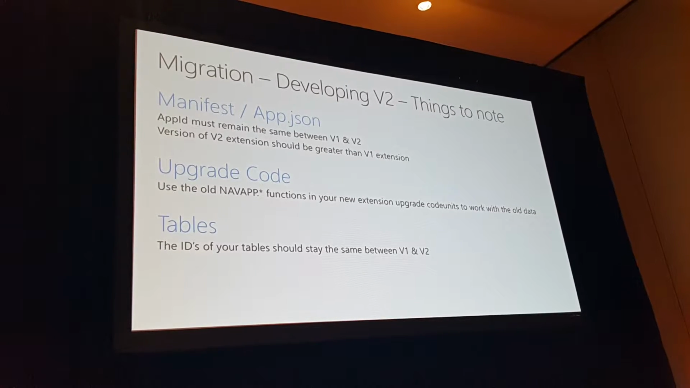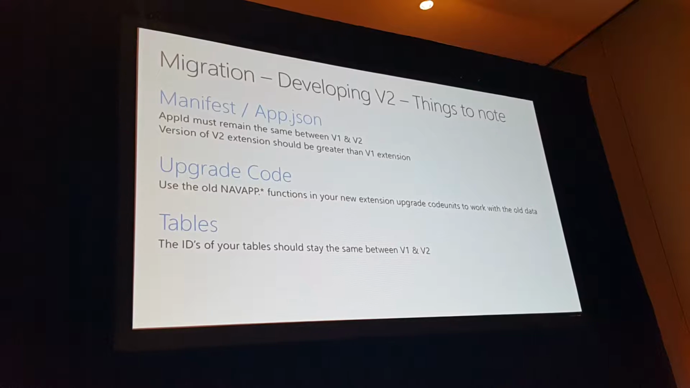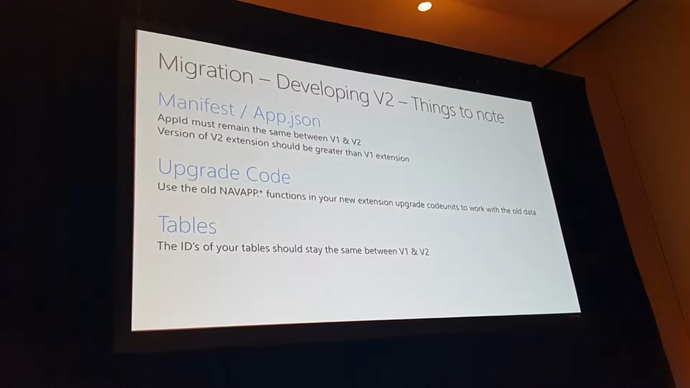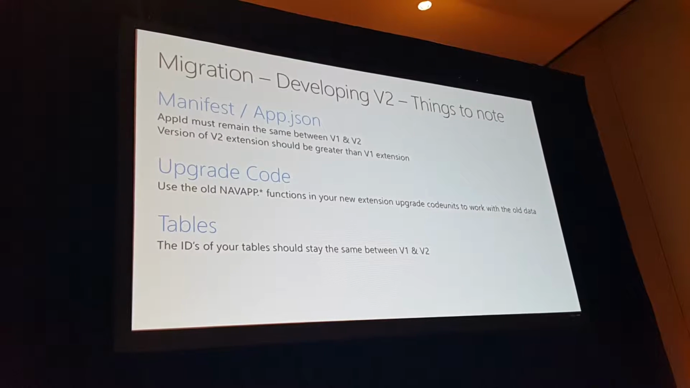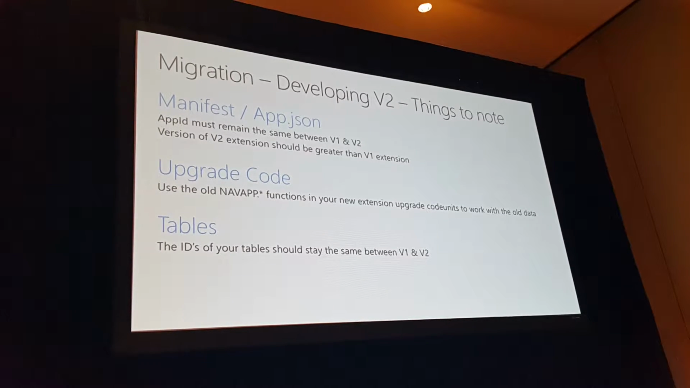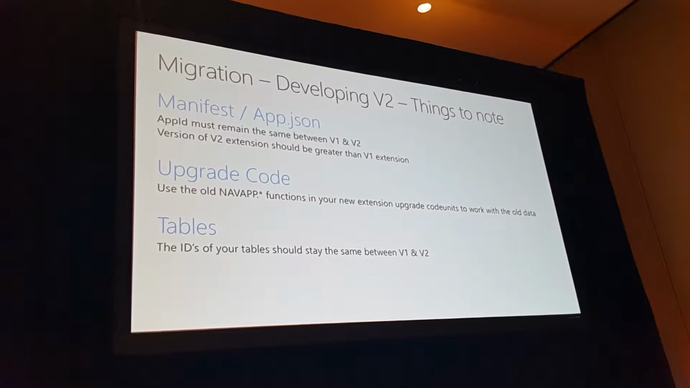And I talked about the version of your V2 extension needs to be greater than the V1 extension, and that's what Chris talked about. If the version is not greater, if they're the same, we run the install code instead of the upgrade code. So you want to make sure that since we're moving the data in the upgrade code, that the version is new so that the upgrade code gets invoked.